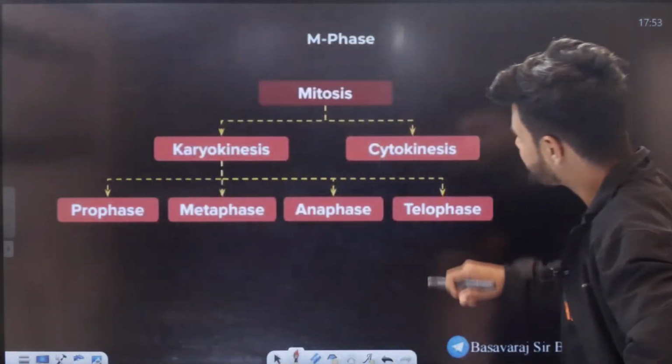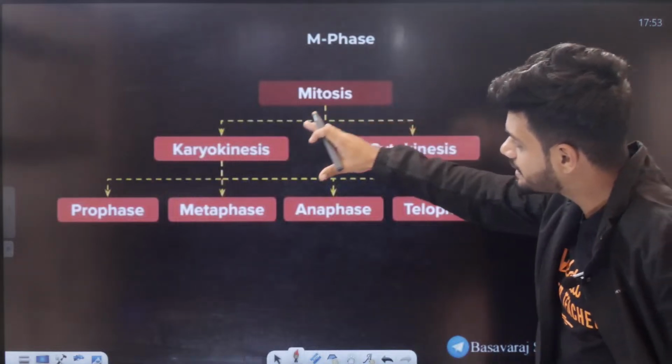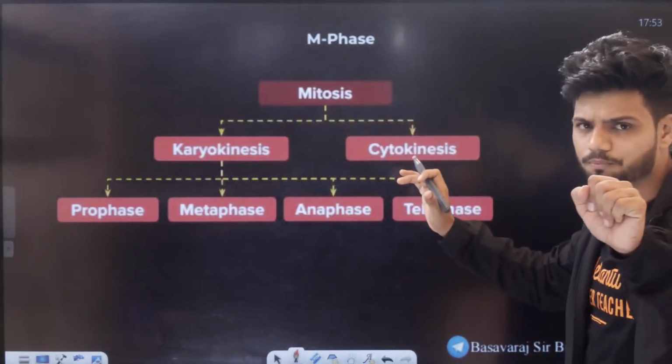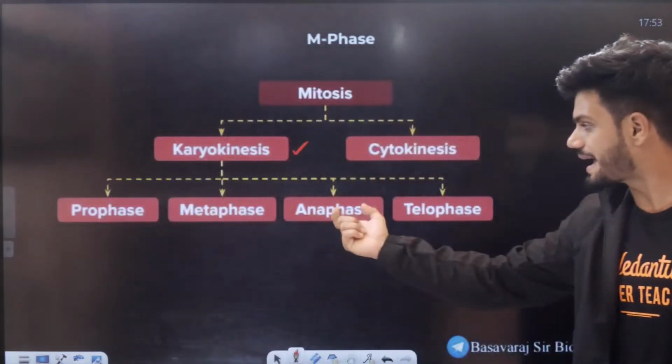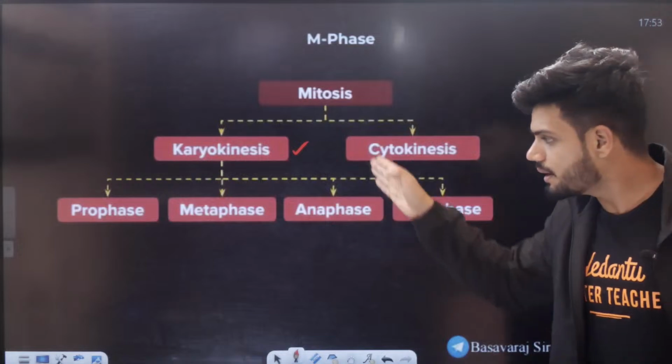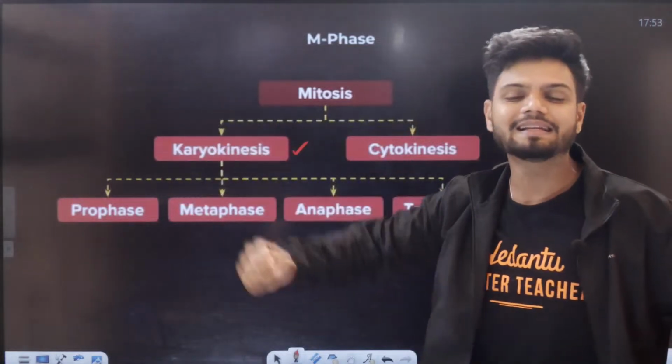The entire M phase has karyokinesis and cytokinesis, which I already told you. And karyokinesis mainly has prophase, metaphase, anaphase, telophase. Now, one by one, we'll be dealing with each one of them.